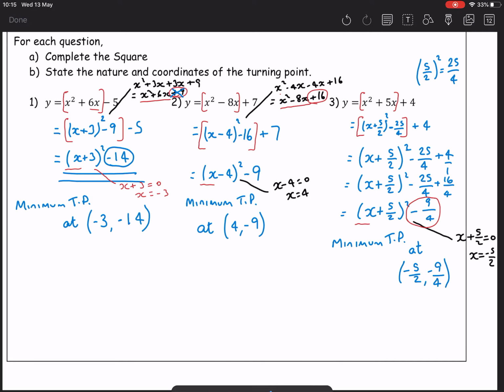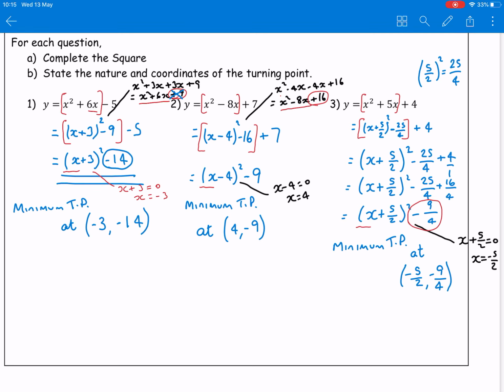A few examples on completing the square.